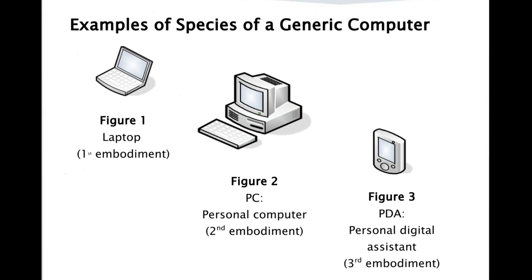This slide illustrates the concept of generic and species inventions. Figures 1 through 3 are all computers, but different examples of computers. Assume this specification is directed to various computing devices. The laptop, PC, and PDA are all different embodiments of computing devices. There is no interaction between the different embodiments, and the design, operation, and effect of each is different. In other words, each invention may be seen as patentable over each other.